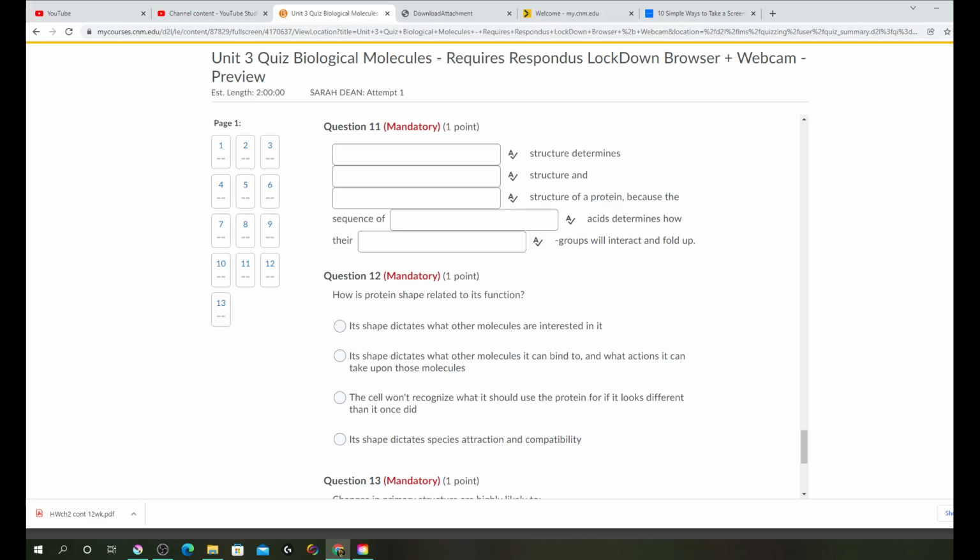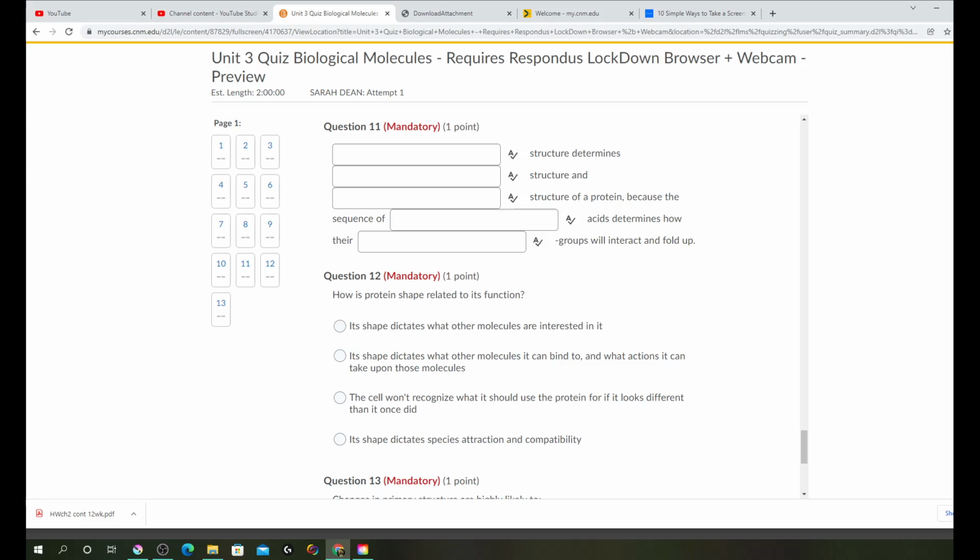Blank structure determines blank structure and blank structure of a protein because the sequence of blank acids determines how their blank groups will interact and fold up. Yeah, it's hard. I know this is hard, but I really want you to get this.